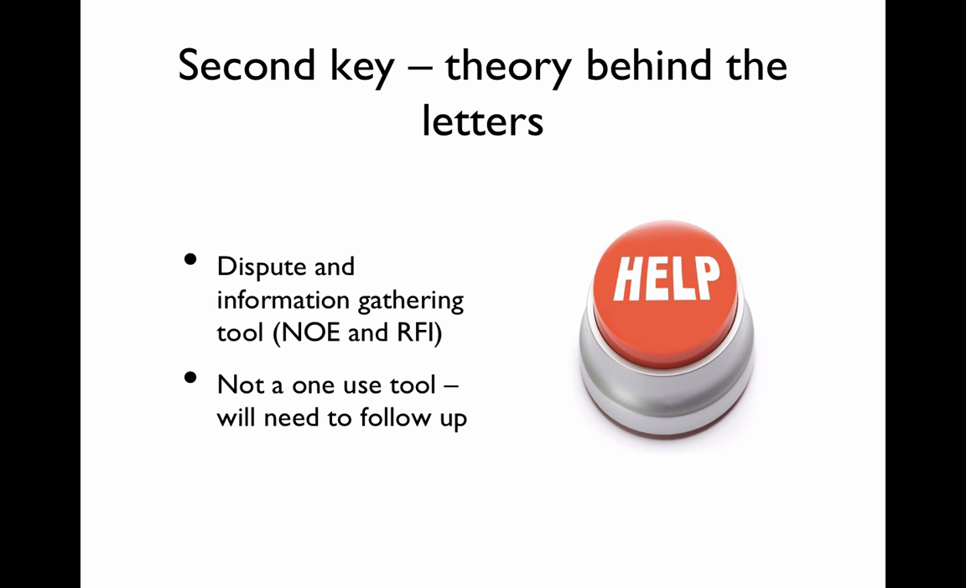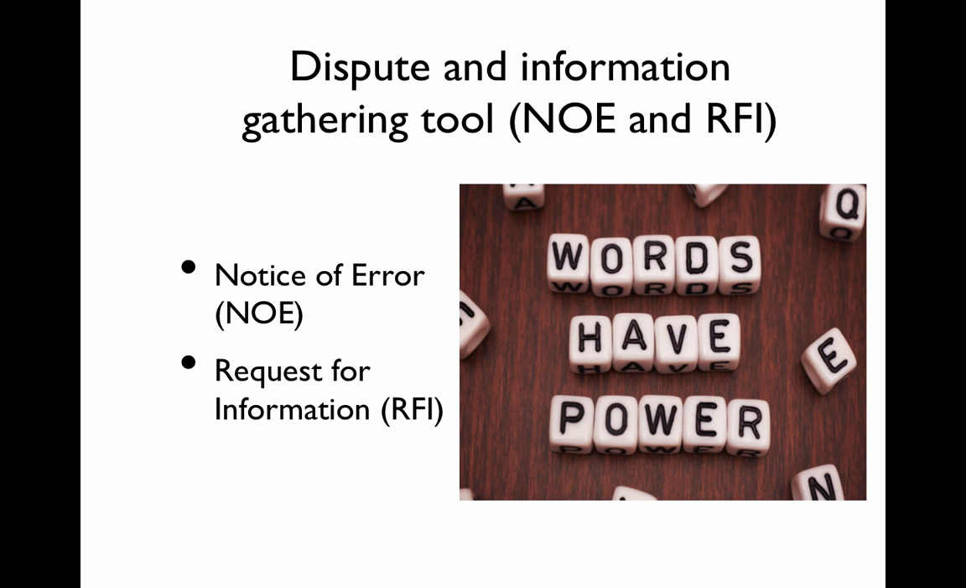All right, what's the theory? The theory is we use notice of error to fix errors, and we use the request for information to gather information. And these are not one-shot deals. We don't go, well, I sent them one letter. No, you may have sent them a dozen letters, 24 letters. And then you may have to do another round of letters. So let's look at this. And a lot of this we've already talked about, so I'm just going to cover it briefly.